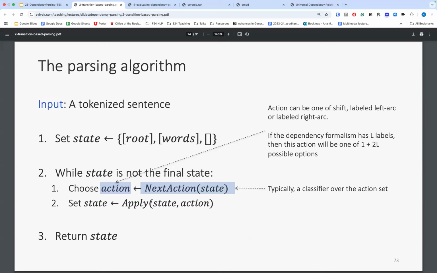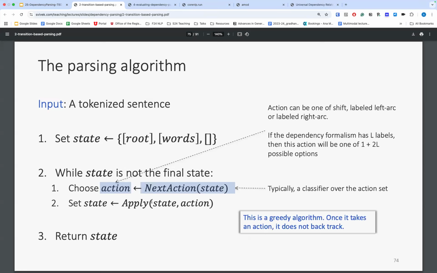And typically, when we develop actual models for this, the model is trained to predict the action it needs to do. So there are 3 classes, and it predicts the class which determines which action to do, right? So class 0 can be shift, class 1 can be left arc, and class 2 can be right arc. Importantly to know, this is a greedy algorithm.